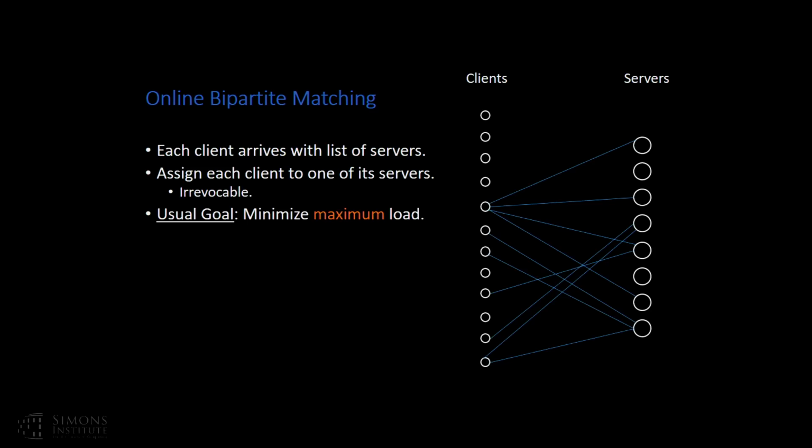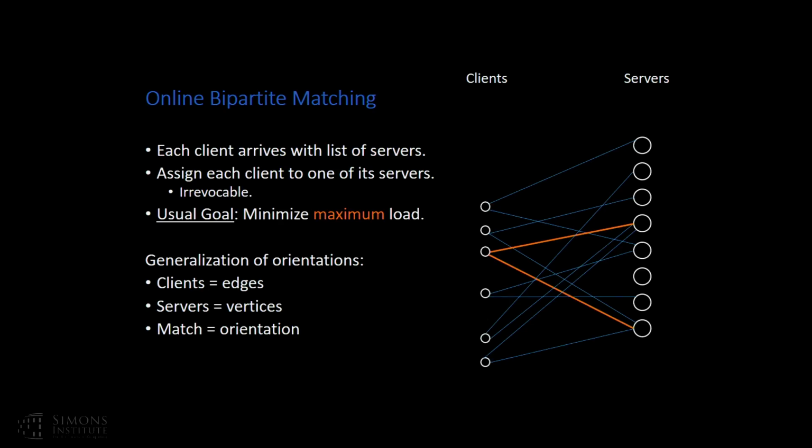And the goal is to assign each client to one of the servers. It's a matching. Once we make an assignment, each one of the clients is assigned to one server. These assignments are typically considered to be irrevocable. Once you make a decision and assign a client to a server, you cannot change your mind. That's typically the model. And the usual goal is to minimize the maximum load, just like the graph orientation problem, where the goal is to minimize the maximum out degree.